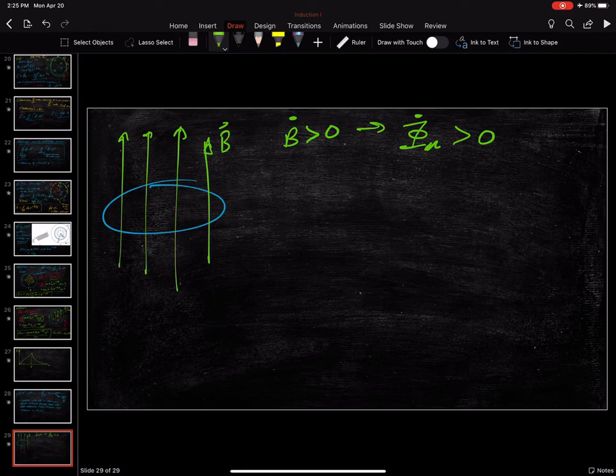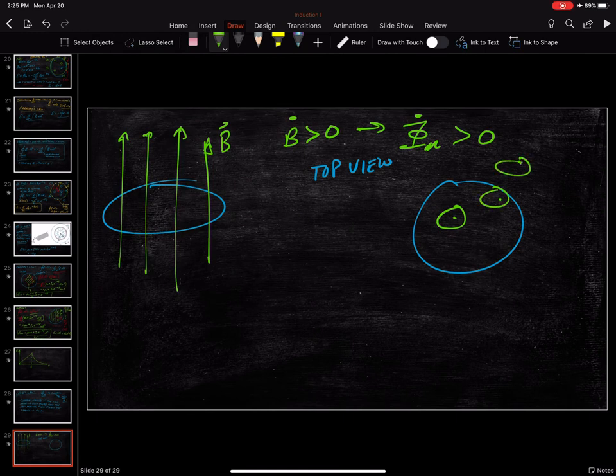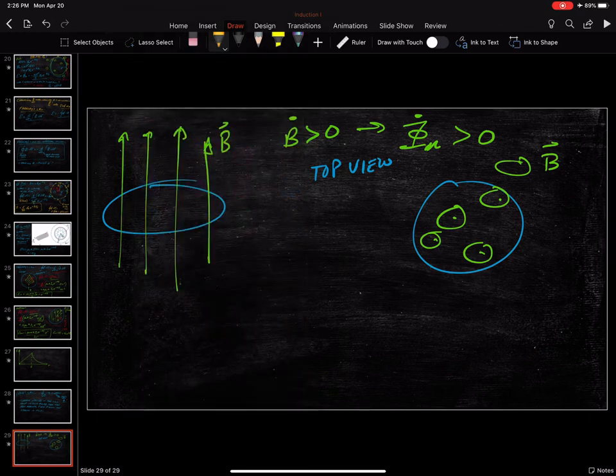If you look at it from the top view, the magnetic field is getting bigger. So this is your original magnetic field. You're going to induce a current in here. And the bigger your magnetic flux change is, the bigger that current's going to be. Now, there's two ways in which this current can go. It can either go clockwise or counterclockwise. So this will be the current.